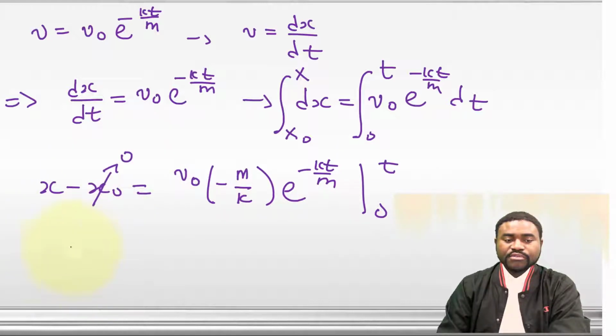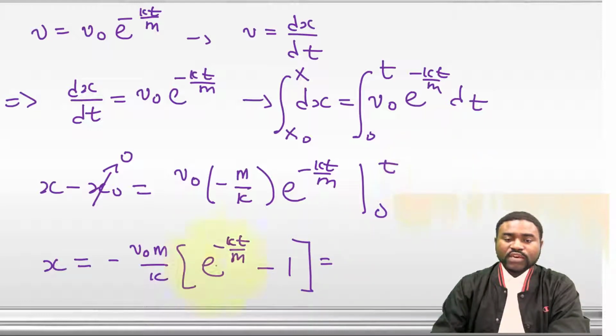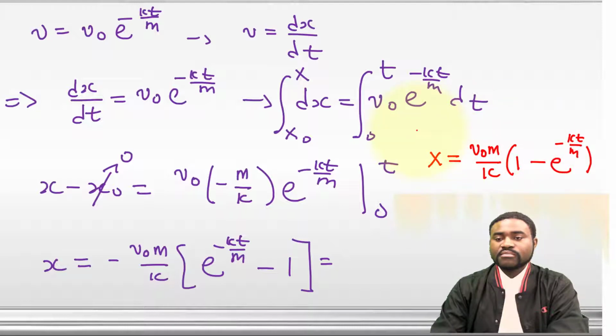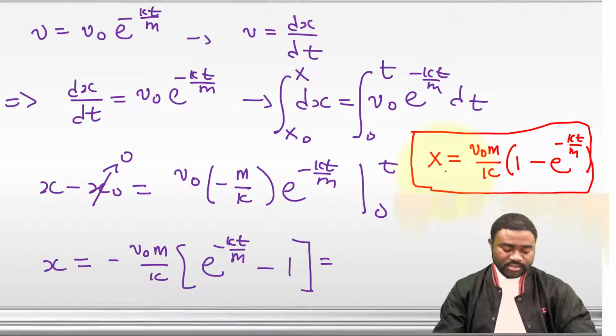Initially the guy is at the origin, so x will be equal to negative V naught m over k bracket e negative kt over m minus 1, which can still be rewritten as, this would mean that x is equal to V naught m divided by k bracket 1 minus e raised to the power negative kt over m. So that is the expression for x.